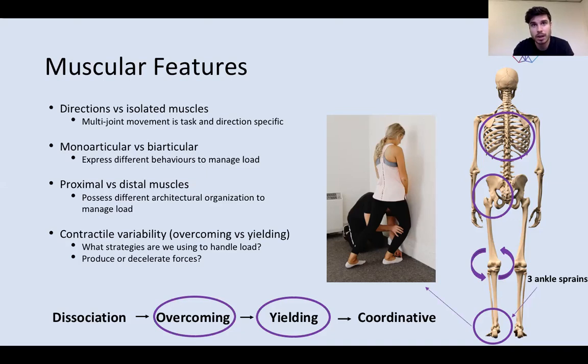What kind of strategies are we as therapists using to load the tissues? Are we trying to overcome or produce force when pressure is moving through our body, or are we trying to yield and decelerate forces as pressure and loads are moving through our body?